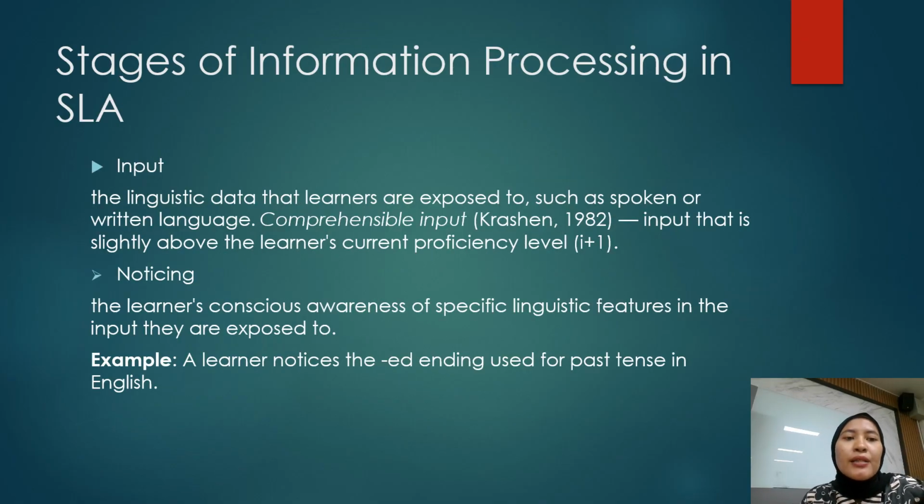All right. So next is about stages of information processing in SLA. The first one is input. For the input, it is usually the linguistic data that learners are exposed to, such as spoken or written language. So the input must be comprehensible input that is slightly above the learner's current proficiency level.